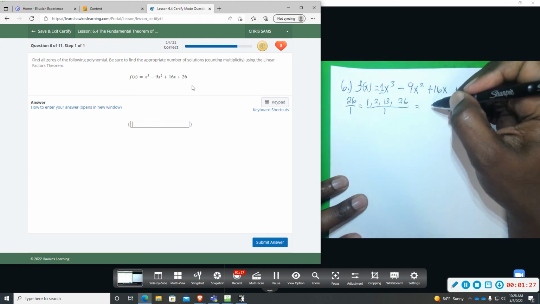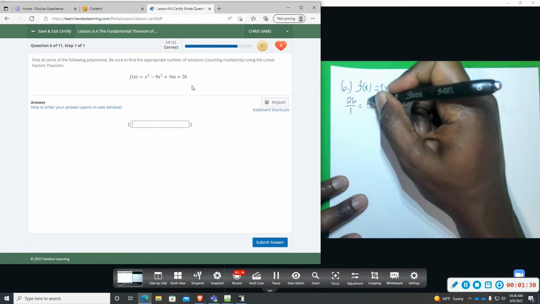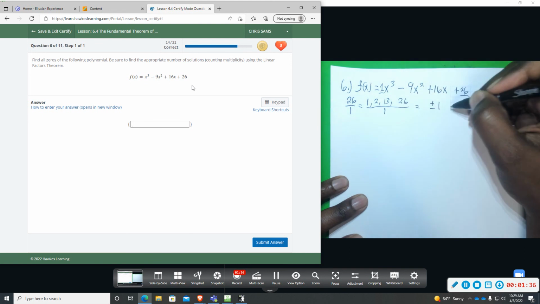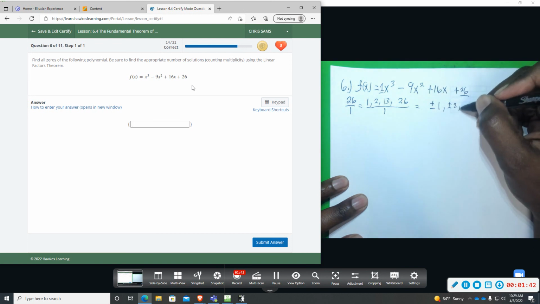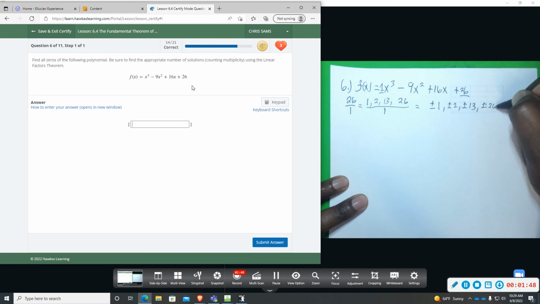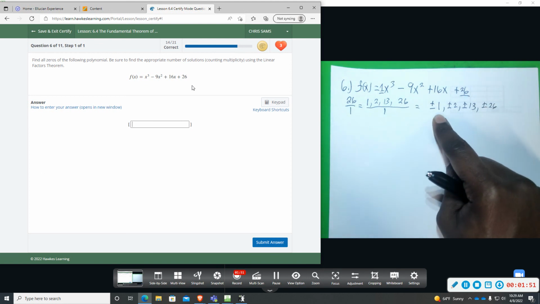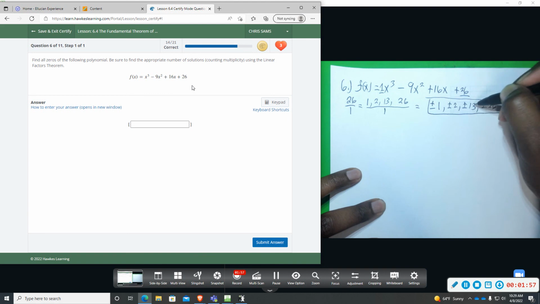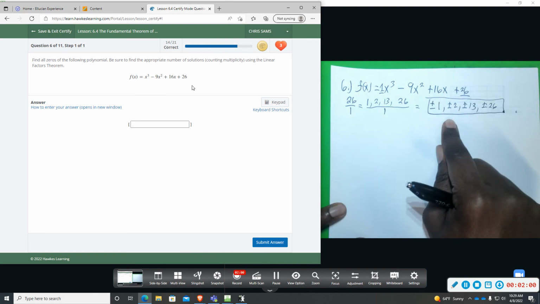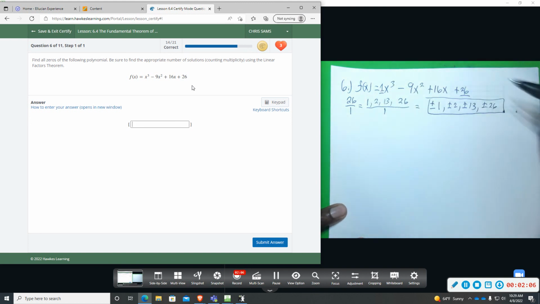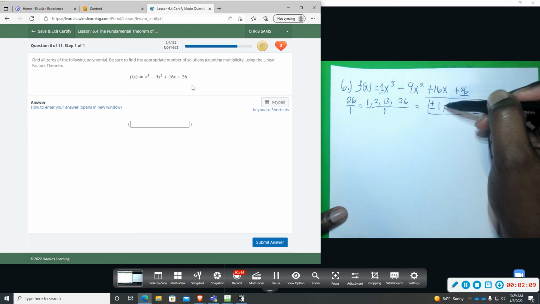And then your completed list would be each number on the top divided by each number on the bottom, positive and/or negative. So plus or minus 1 would be in the list. Plus or minus 2 would be in the list. Plus or minus 13. And then plus or minus 26. So this is step 1. Find the numbers that are possible. So these 8 numbers might work if any of our zeros out of the 3 that we would have are rational, which means they can be put in fraction form. It would be one of these.